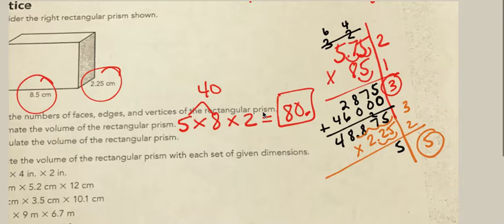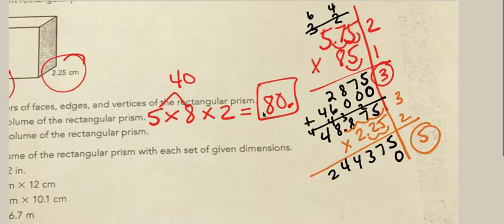5 times 7 is 35, plus 2 is 37. 5 times 8 is 40, plus 3 is 43. 5 times 8 is 40, plus 4 is 44. And 5 times 4 is 20, plus 4 is 24. Don't forget your placeholder.